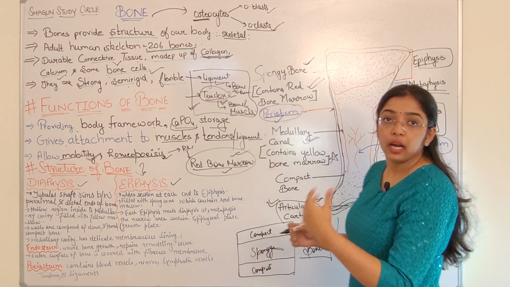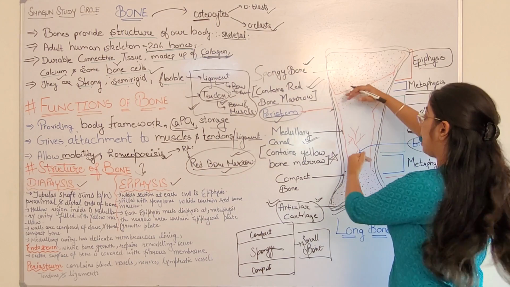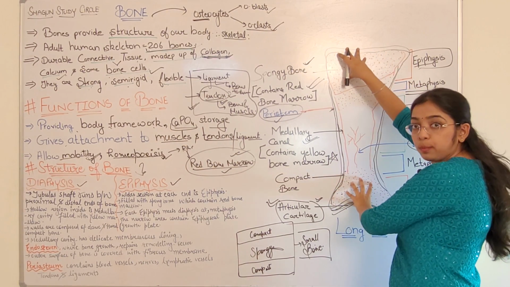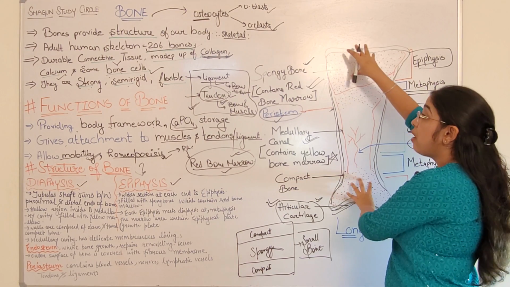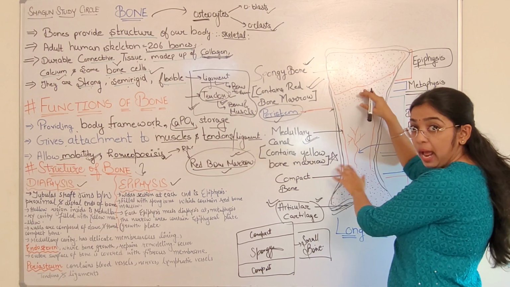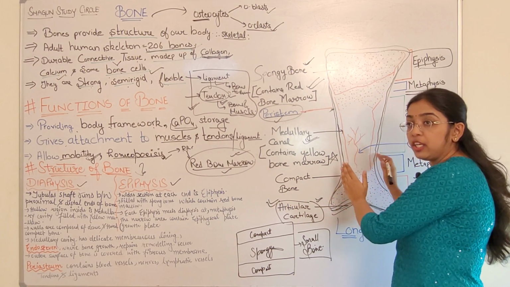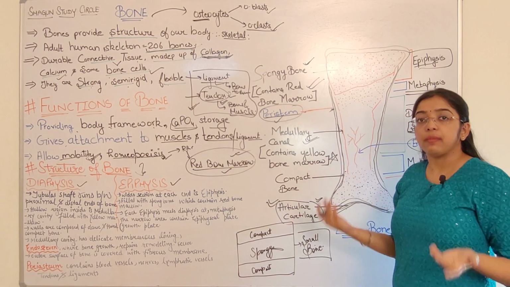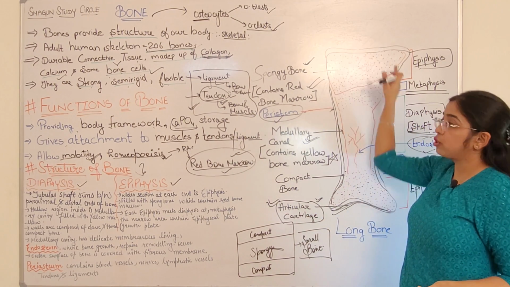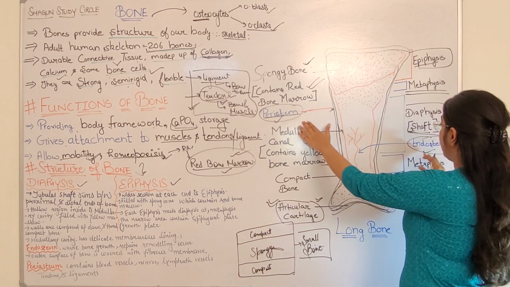It's quite easy. Again, we'll go through it quickly. Epiphysis contains spongy bone and red bone marrow. Diaphysis contains compact bone and yellow bone marrow in a tube-like structure, that is medullary canal. Other than that, a layer surrounds the bone. One is periosteum, one is endosteum.